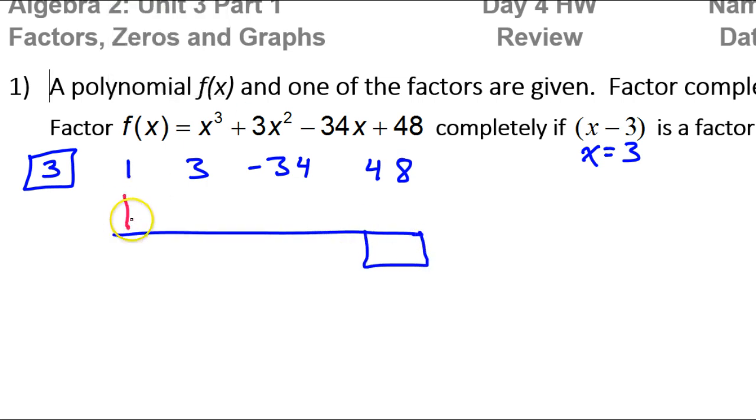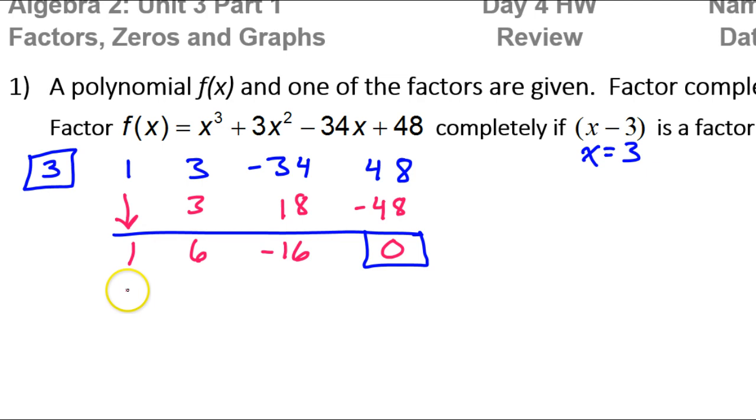All right, in synthetic division, we bring the first number down. 1 times 3 is 3. Add, and you get 6. 6 times 3 is 18. Add these up. You get negative 16. 3 times negative 16 is negative 48. And we should always get 0 here because we know that 3 is a 0 of the function. So we should get 0 for the remainder.